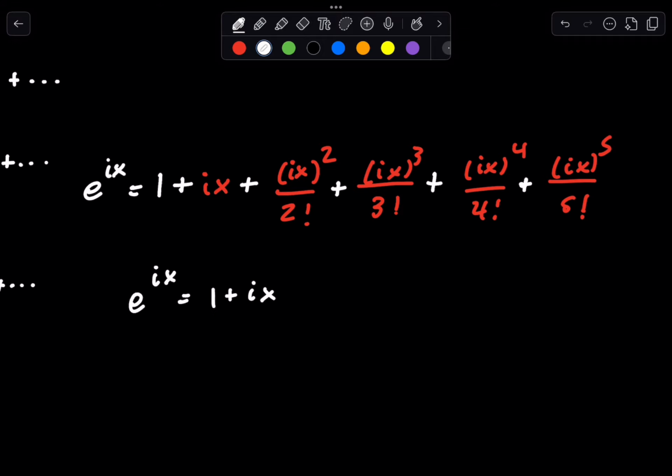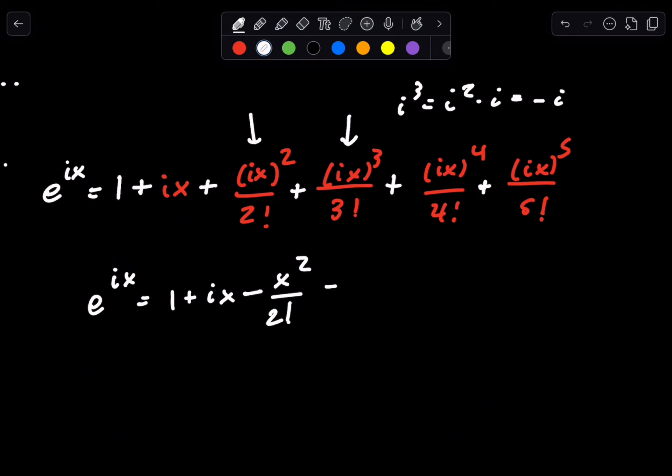Can't simplify that. Now, what is ix squared? All that squared. Now, i squared is just -1, and x squared is x squared. So this becomes negative x squared over 2 factorial. And then what's i cubed? i cubed is just i squared times i, which is just -i. So then this becomes minus i x cubed over 3 factorial.